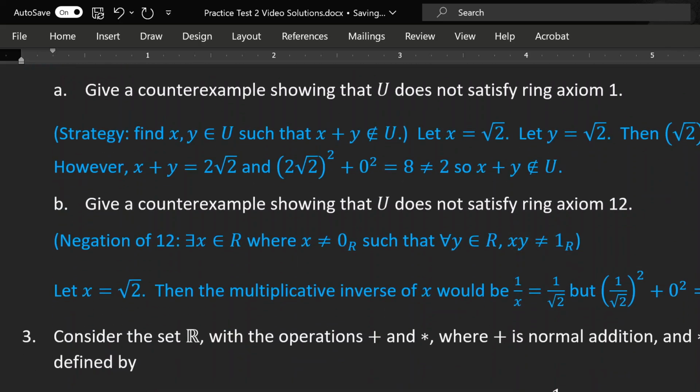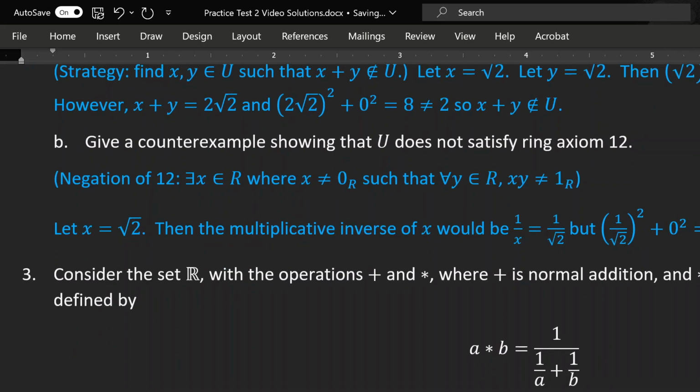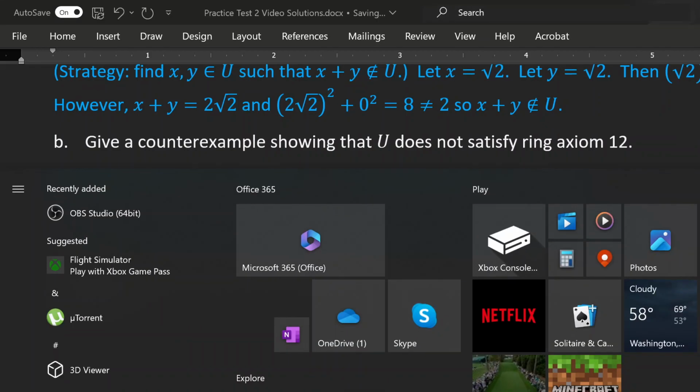Okay, let's look at number 3 now. So consider the set R. Let me just make sure I'm still recording here. I get a little bit paranoid. Yes, okay.